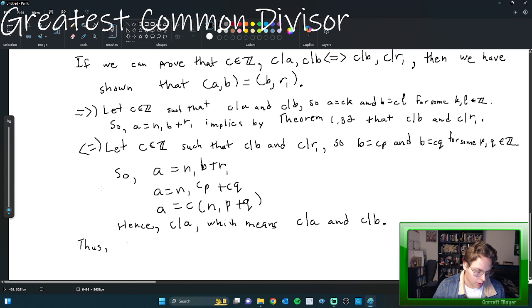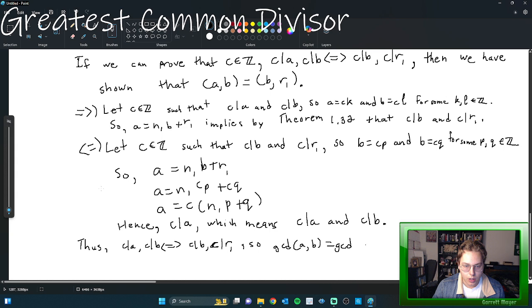Thus, c divides a and c divides b if and only if c divides b and c divides r1. So the GCD of a and b equals the GCD of b and r1, which is what we were trying to prove from the start.